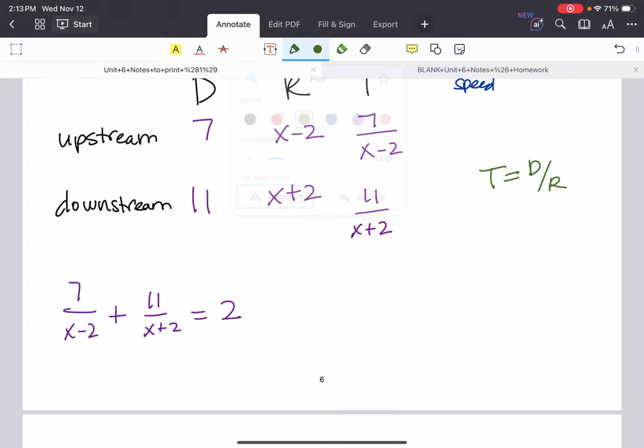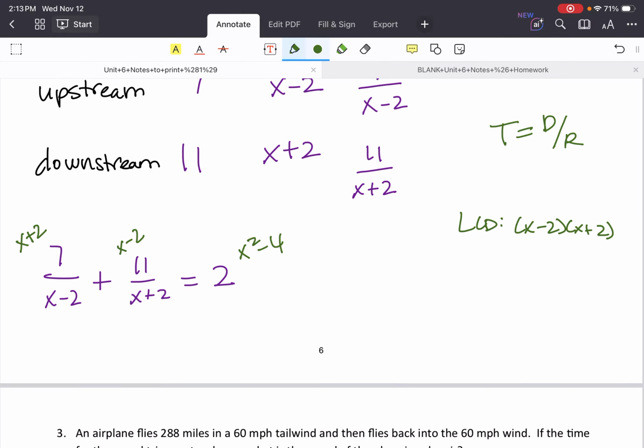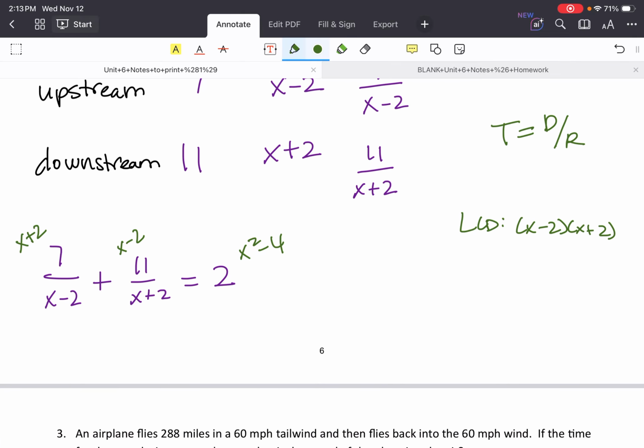All right, now I need to figure out my lowest common denominator, which is going to be x minus 2 and x plus 2. Then I multiply to cancel my fractions with what's left. I'm going to multiply the 2 by x squared minus 4, because if I multiply the x minus 2 and x plus 2, I actually get a difference of squares of x squared minus 4. So I get 7 times x plus 2 plus 11 times x minus 2 is equal to 2 times x squared minus 4. And then I just distribute all of that out.